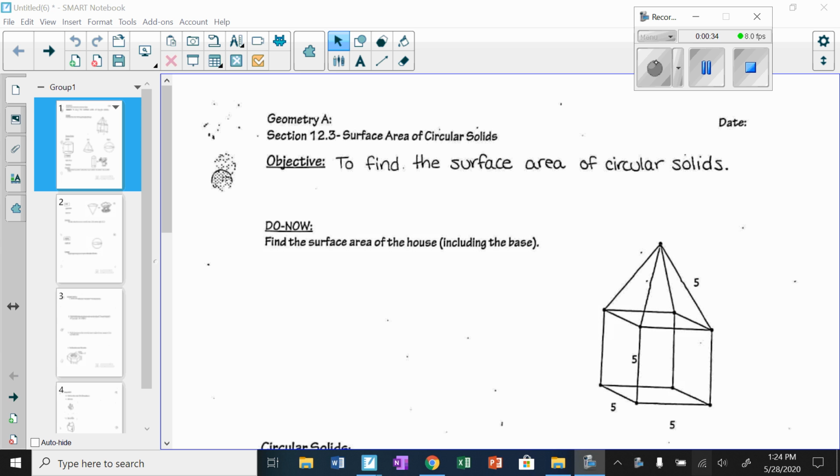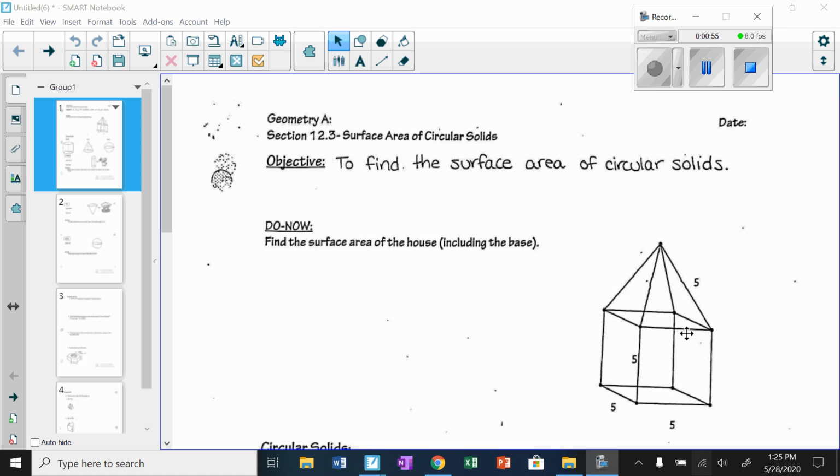Now, this is a little toy house. So let's just talk about what we're painting. Obviously, we're painting all the outside rectangles of this house. We could take this house, turn it over, and paint the bottom of the house. Now on top, we have 1, 2, 3, 4 triangles that we can paint.